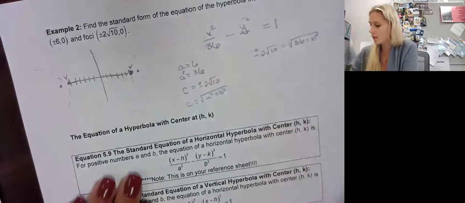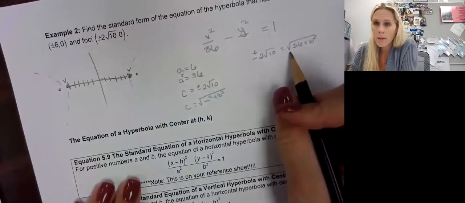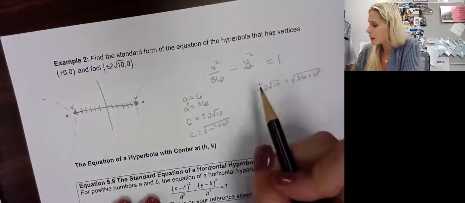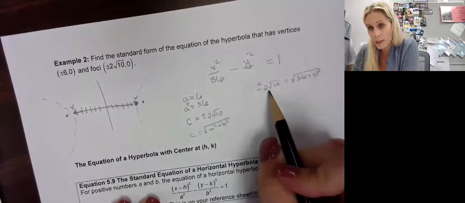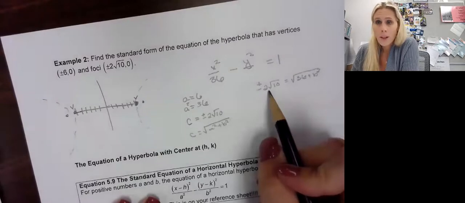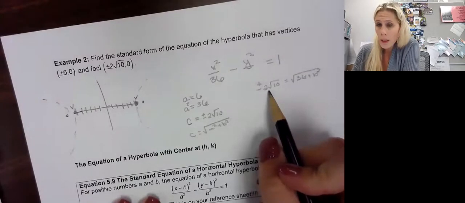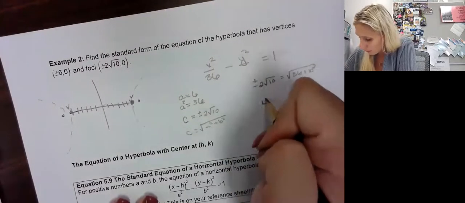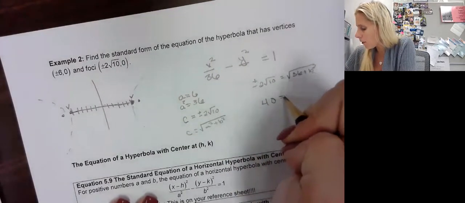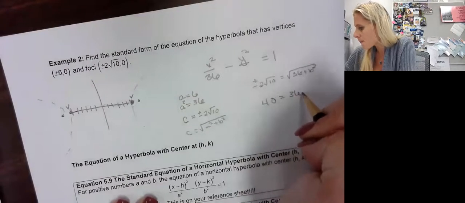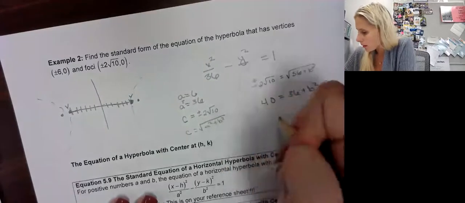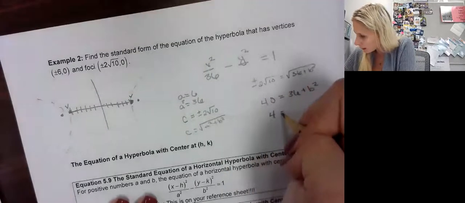Now let's solve. I don't like that square root there. So how do you get rid of a square root? We square both sides. Okay, well, if I square this, 2 square root of 10, don't make it hard on yourself. Put it in a calculator, make it do it for you. You find that you get the value of 40. So we get 40 equals 36 plus b squared. And then we do our algebra. So 4 equals b squared.